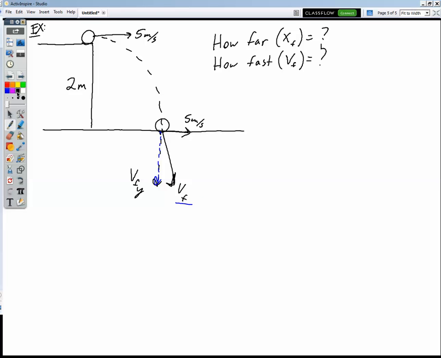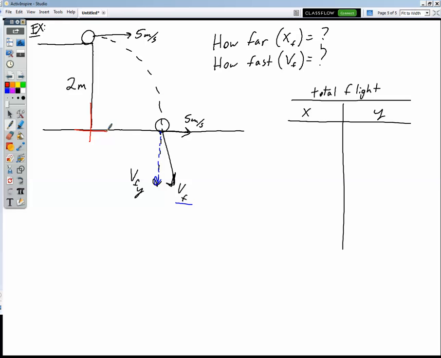Okay, so we're going to do a variable table. We'll do it over here this time. And this is going to be the total flight from the shelf all the way to the ground. So x, y, let's fill them out. So I am going to do something interesting. I'm going to make my origin the 0, 0 point right here. So this is x equals 0 and y equals 0. All right? And that's going to make my initial x position, x naught, 0 meters. And it's going to make my initial y position positive 2 meters.